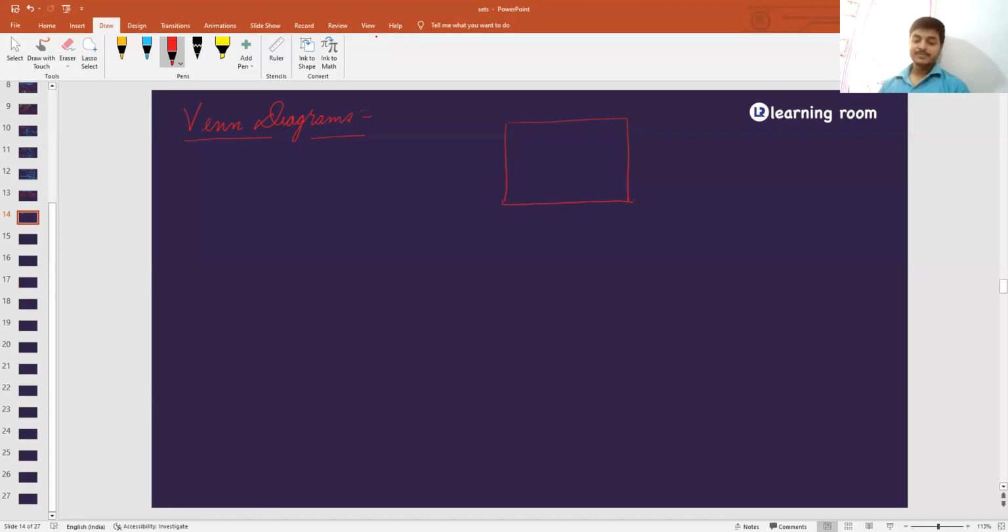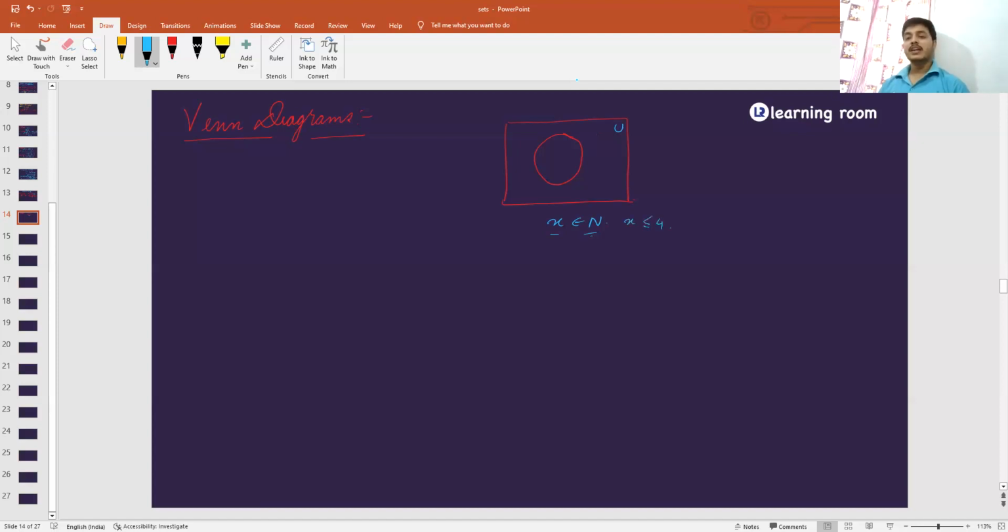For example, if I'm writing a set A and a set B, what is happening here? See carefully. These are very important and very easy. If you get this, you'll get full marks on it. Let us say this is a universal set. For example, if I'm writing X is a set belonging to N. What is N? Natural numbers. So X is a set of natural numbers, but X should be less than or equal to 4.